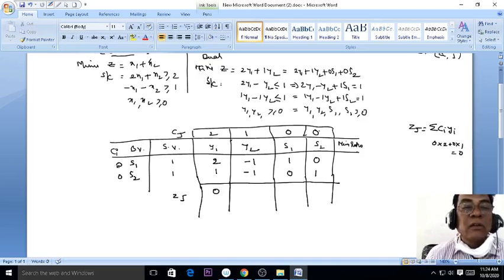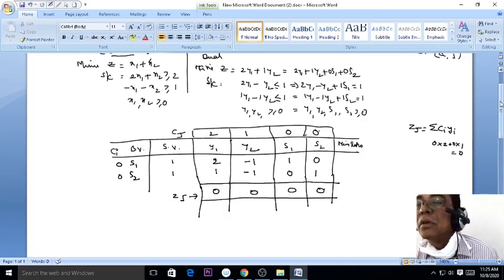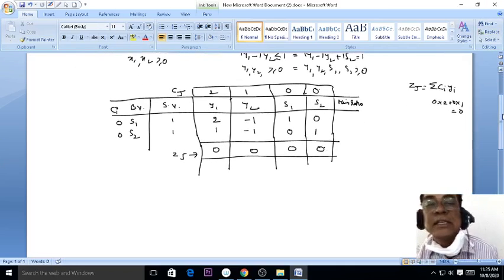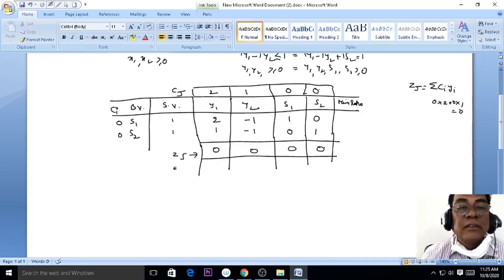Go to the second, the y2 column value. 0 into minus 1 plus 0 into minus 1, 0. Go to this: 0 into 1 plus 0 into 0, 0. Same, 0. Once Zj is over, next please draw this horizontal line. Next, what is the next procedure? Cj minus Zj.